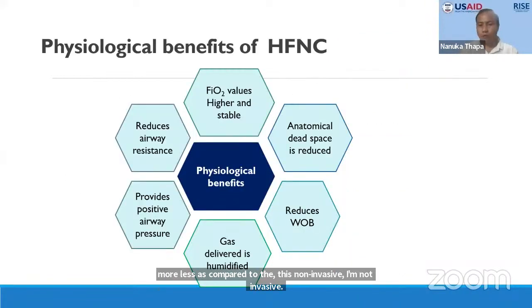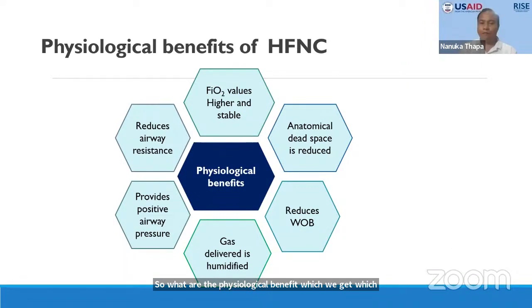So what are the physiological benefits which our patient can get from high flow nasal cannula? FiO2 is higher and stable. So it will stabilize our FiO2. If we need a higher FiO2, or we like a stable or constant FiO2, or whatever saturation we need to target, it can easily maintain that for the patient. Anatomical dead space is reduced. Work of breathing is reduced, so the patient doesn't have to put in too much effort or distress. The gas delivered is humidified, which is physiologically also the way we normally breathe. That's why we have sinuses, so that all the air circulates in our sinuses first, and then it becomes heated and humidified and goes in.